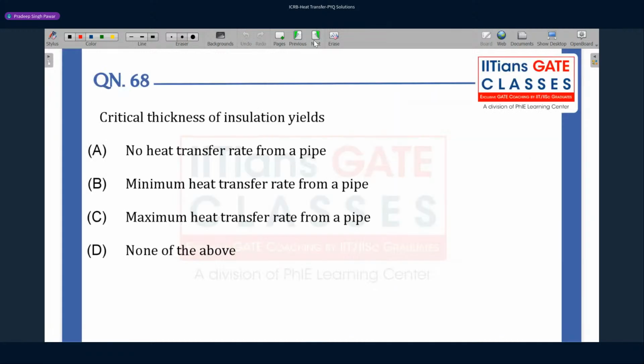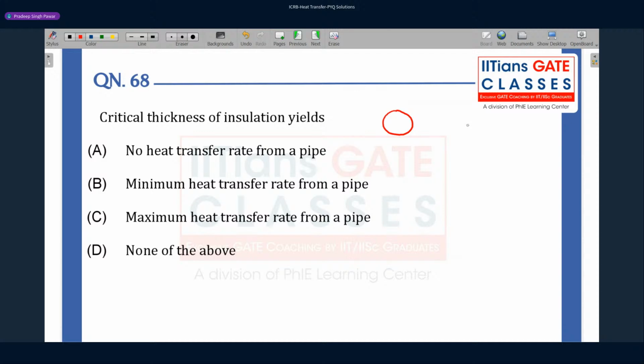Next problem. Critical thickness of insulation. What is critical thickness? Basically, let's say you have a current carrying conductor, a small conducting wire. Because heat gets generated when you are flowing current through this conductor, our idea is always that whenever we add insulation on some conductor, it decreases the heat transfer rate. Insulation basically adds resistance to heat transfer, but that's not always the case.